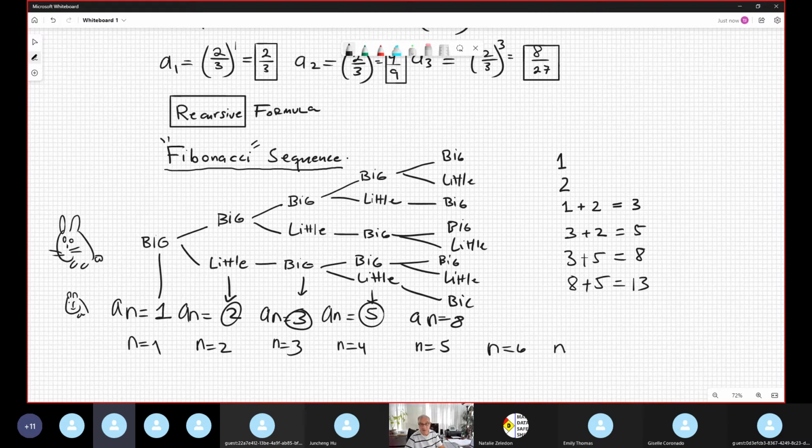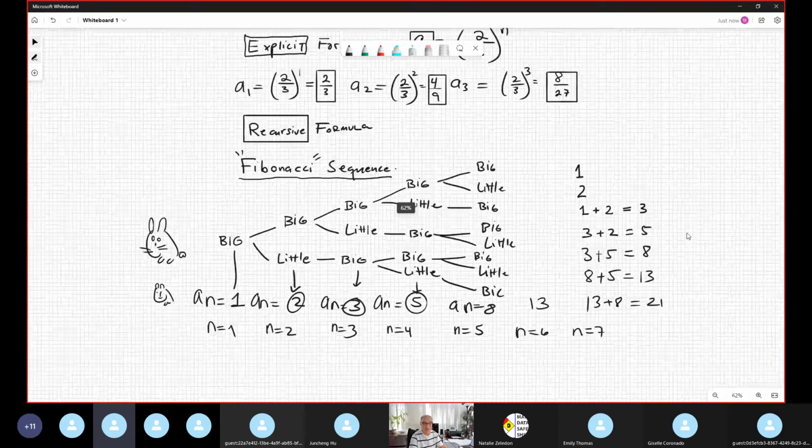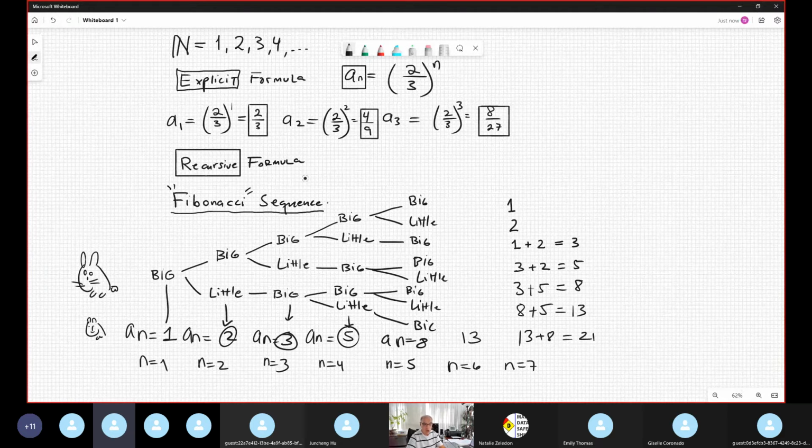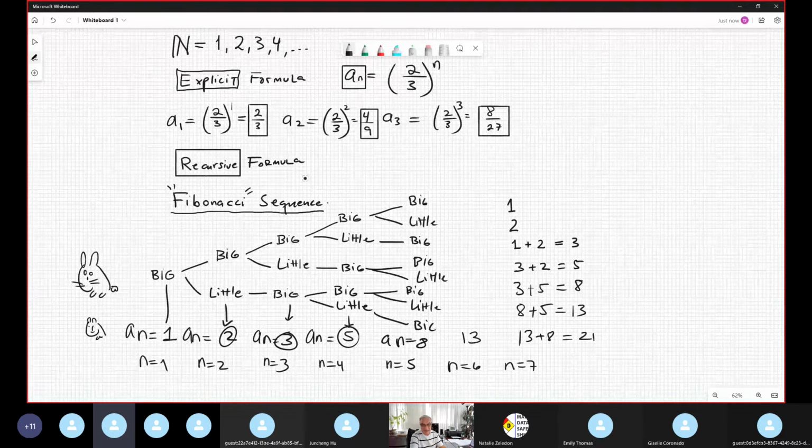For n equals 7 it is 13, plus 8 is 21, and so on. This is the Fibonacci sequence. So it is super hard to discover the explicit formula to identify this sequence. It's possible, but it's beyond the expectation of this class, because you apply a mathematical method that you don't know. However, it's relatively easy to identify.